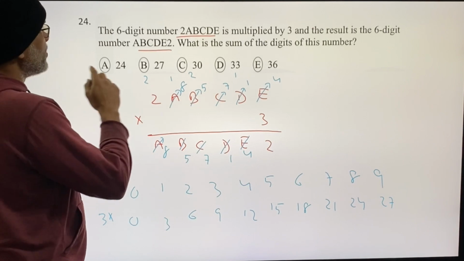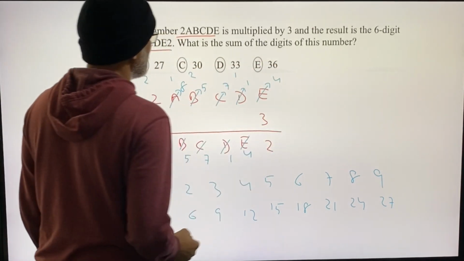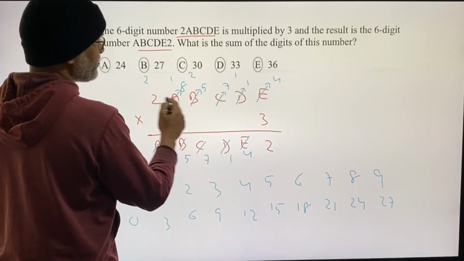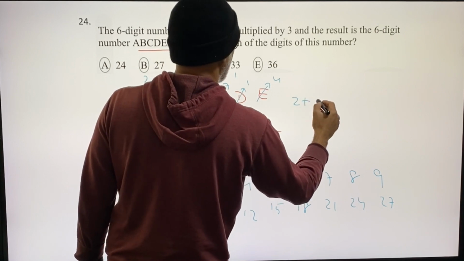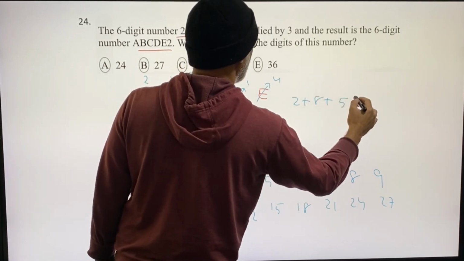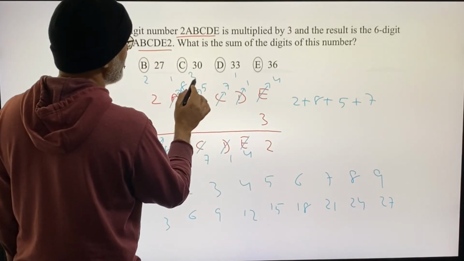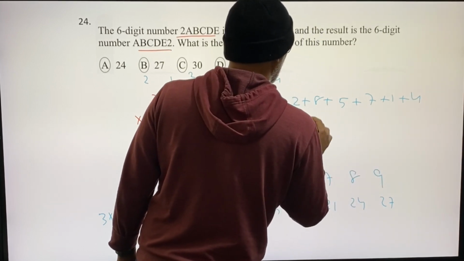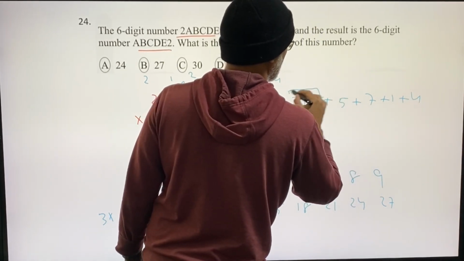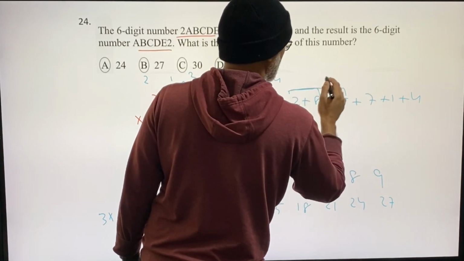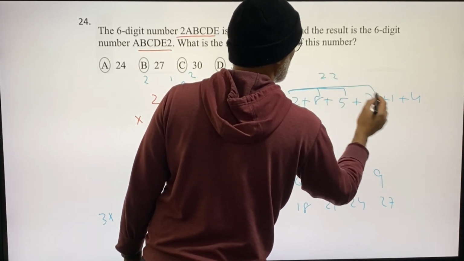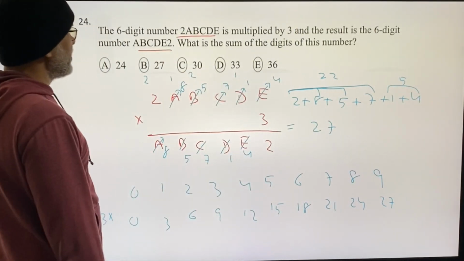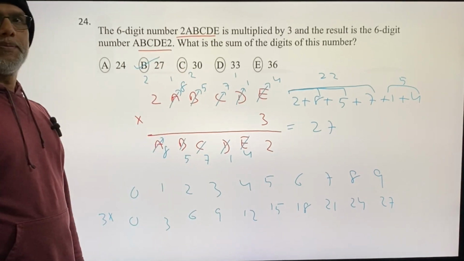All right, now what is the sum of the digits of this number? So the digits are then 2, 8, 5, 7, 1, and 4. We can simply add it up. So 2 plus 8 plus 5 plus 7 is 22, and 1 plus 4 is 5. So this is a total of 27. Then B is the correct choice.